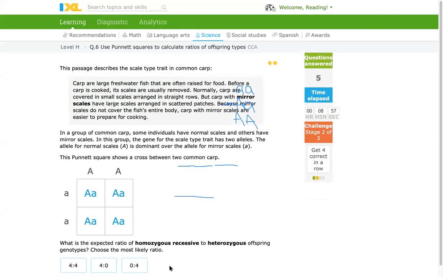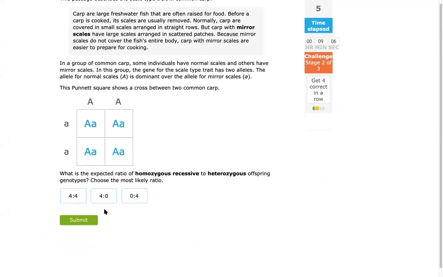Okay, now we have a ratio question. What is the expected ratio of homozygous recessive to heterozygous offspring? We have to keep it in that order when we're answering. We have to put the homozygous recessive number first and the heterozygous next.